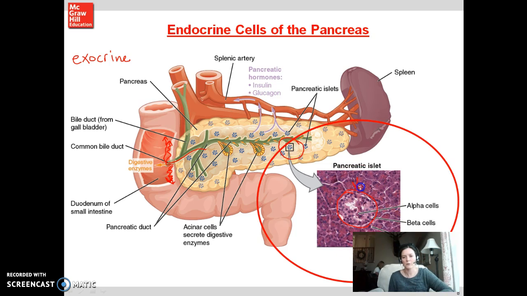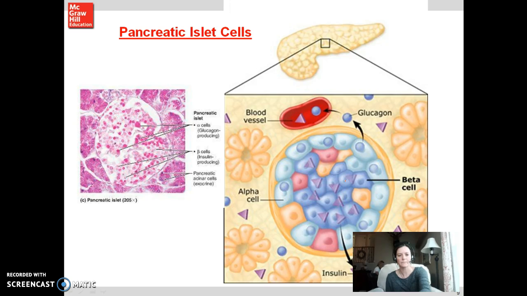So we're going to take a closer look at this endocrine section called the pancreatic islet. Here's another picture of that. Here is the pancreatic islet. This is the part that has the endocrine function. All of this out here is the exocrine gland, okay, surrounding the islet.